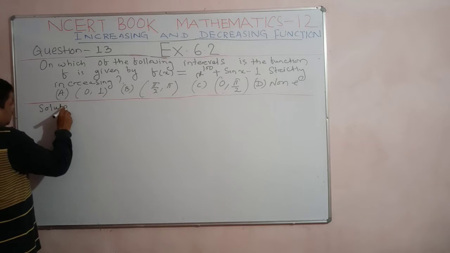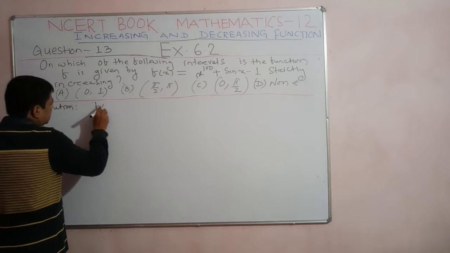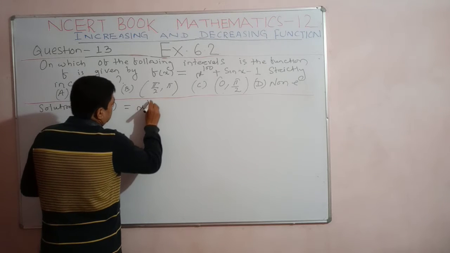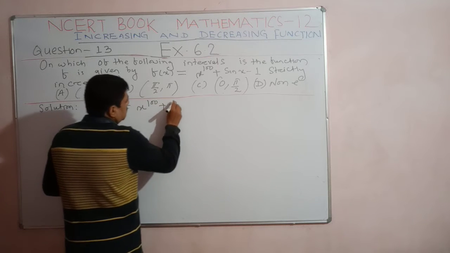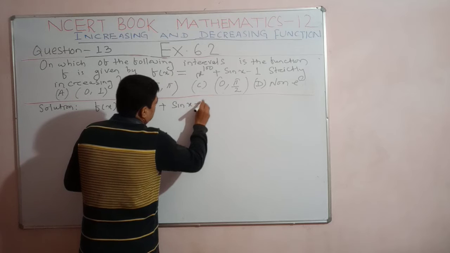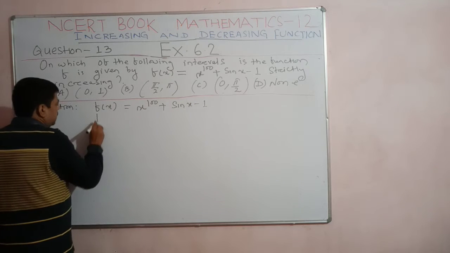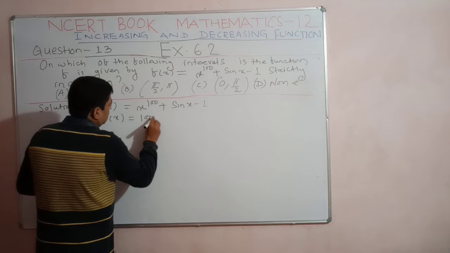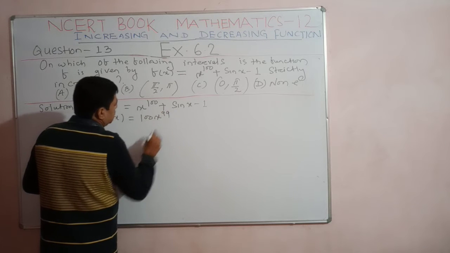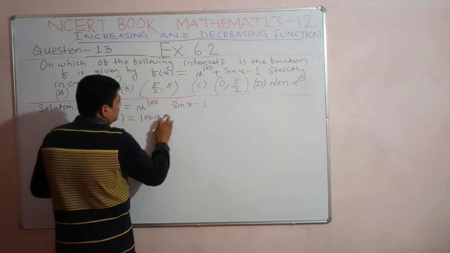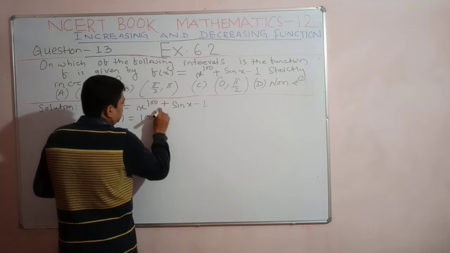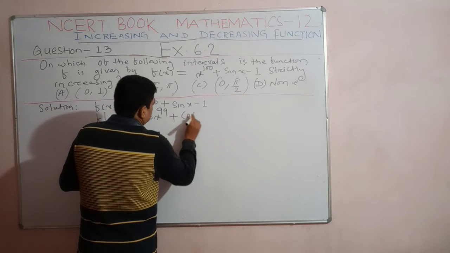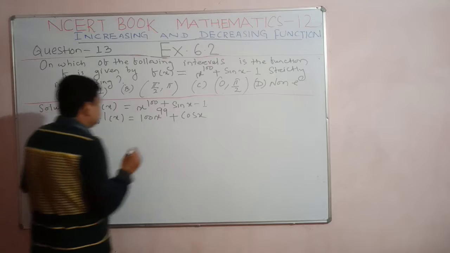So what is the function given? Here the function is f(x) = x^100 + sin x - 1. Let us find the derivative, the slope of the function. It will be 100 x^99, and the derivative of sin x is cos x, and the derivative of -1 is 0.